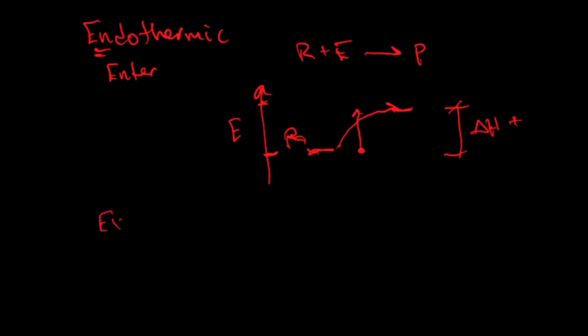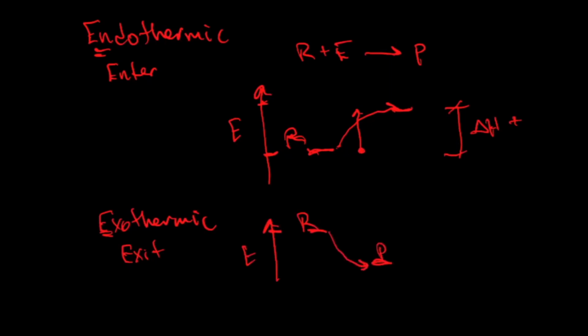And exothermic, that's exit, EX, exit. So again, this is the energy scale. What you have is an energy of the reactant right here. This is energy of the products right here. And that difference right there, you're going downhill, so that's negative. That difference right there is delta H, and that's negative because you're going downhill.